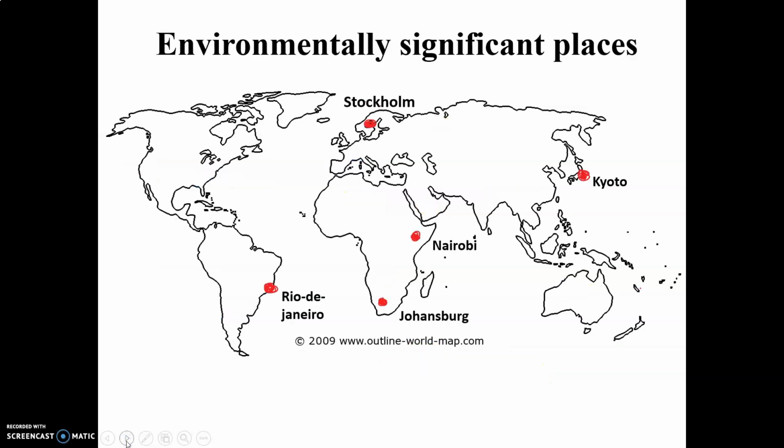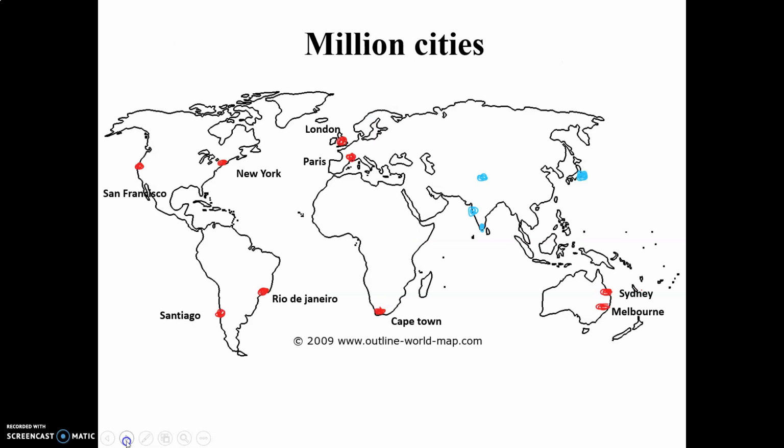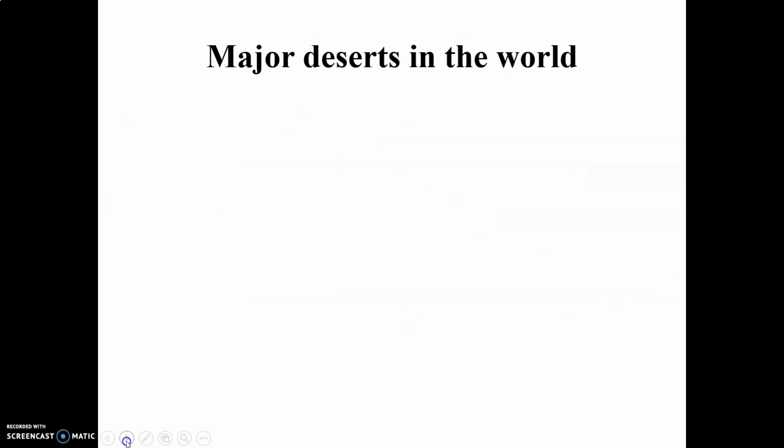Then there are environmentally significant places where all the conferences were held. Such places are Stockholm, Rio de Janeiro, Nairobi, Johannesburg, Kyoto. Try to remember the locations of such places. There are million cities. Try to remember such cities: San Francisco, New York in North America, Santiago, Rio de Janeiro in South America, London, Paris in Europe, Cape Town in Africa, Sydney, Melbourne in Australia. Even in India, there are million cities like Delhi, Chennai, Mumbai. Such cities and their locations you have to memorize.